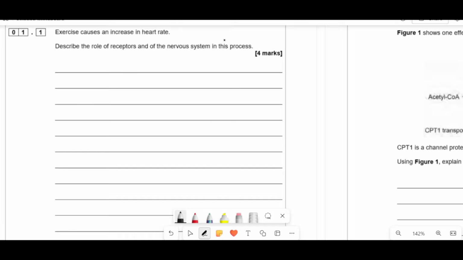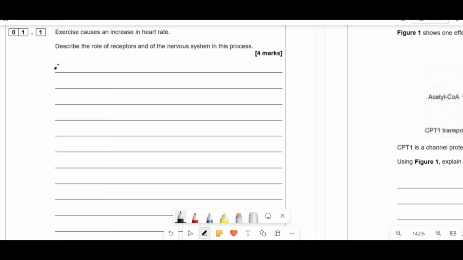They are specific, and depending on what it is, if it's a nervous receptor, it will send an impulse to some sort of thing in your brain or spinal cord, which then sends a response out, whether it's through a motor neuron or a sympathetic or parasympathetic neuron. Now here, the question has told you exercise leads to an increase in heart rate. It's your job to explain from this step all the way to this step.